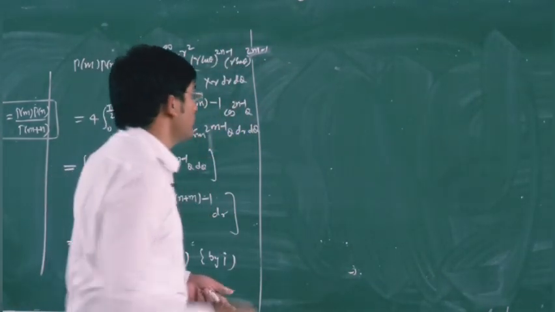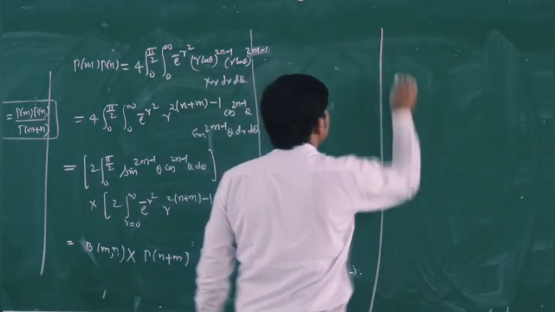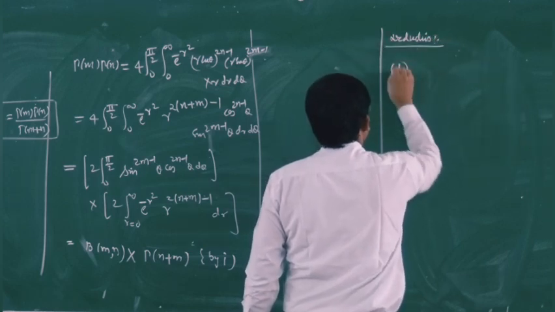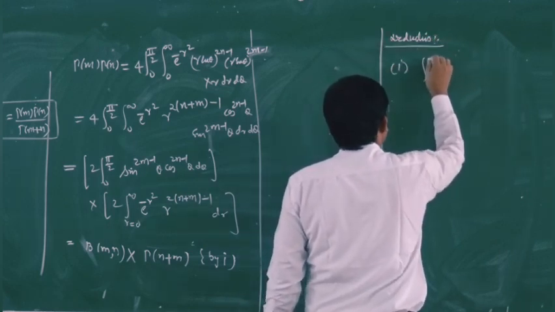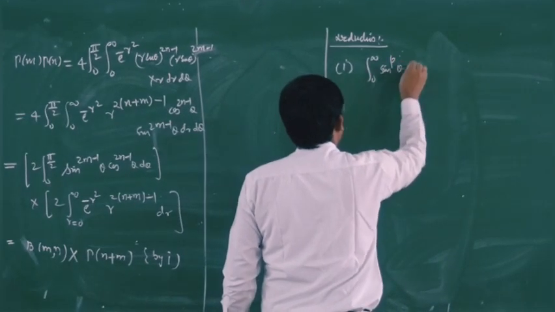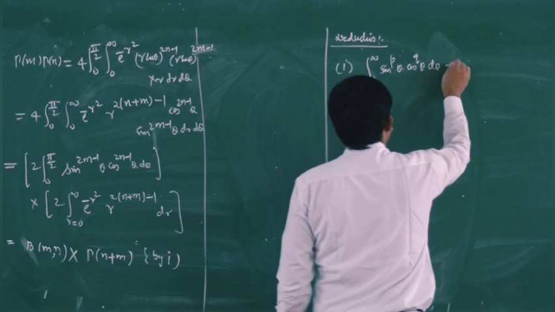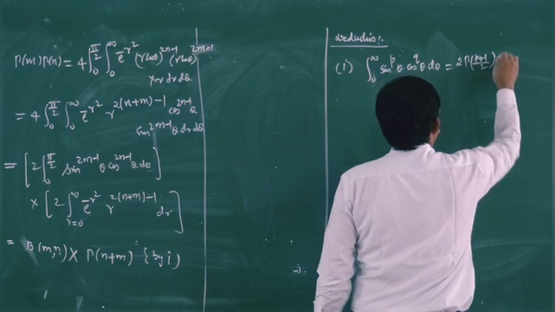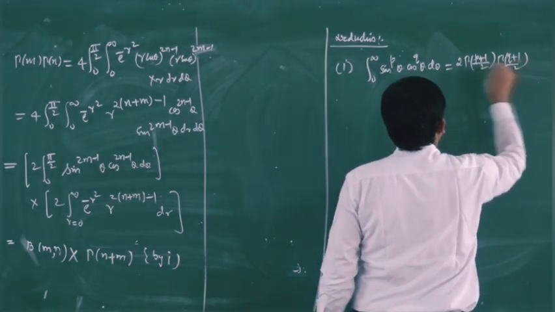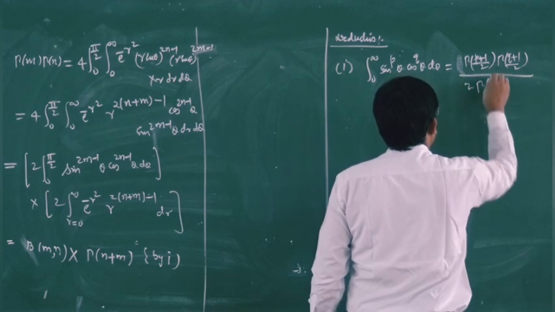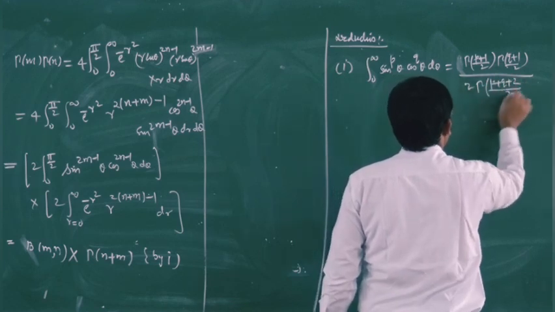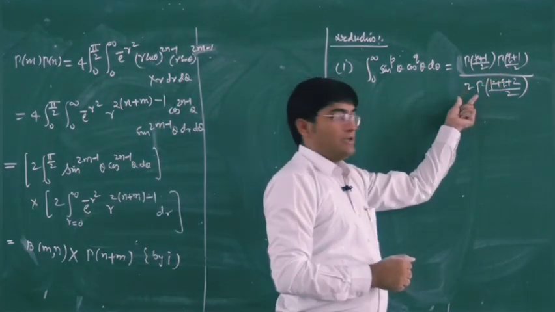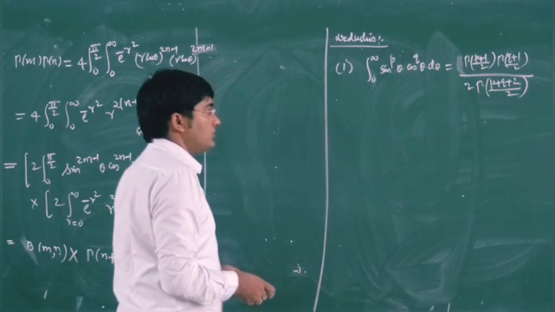So we have some important deductions. The first one is the value of this integral from 0 to infinity sin p theta cos q theta d theta, which is equal to gamma of (p plus 1) by 2 into gamma of (q plus 1) by 2, divided by 2 times gamma of (p plus q plus 2) divided by 2.